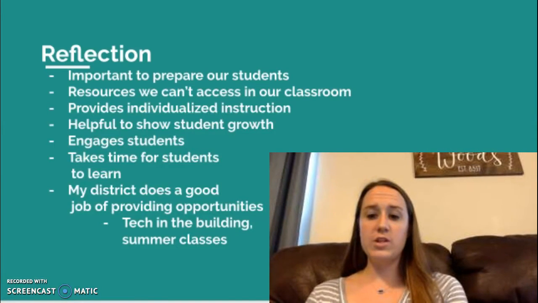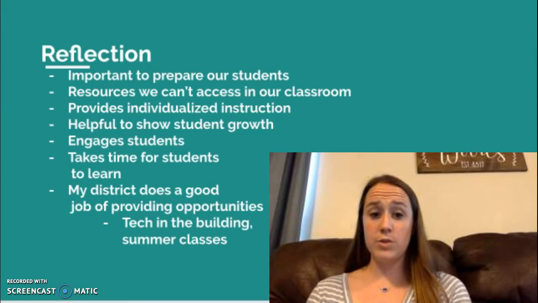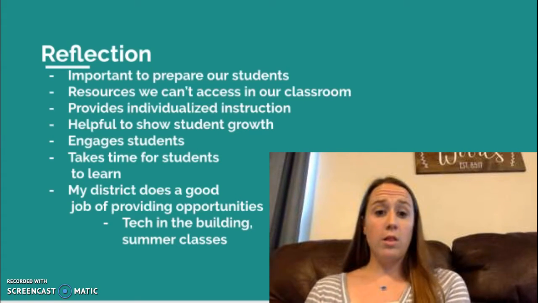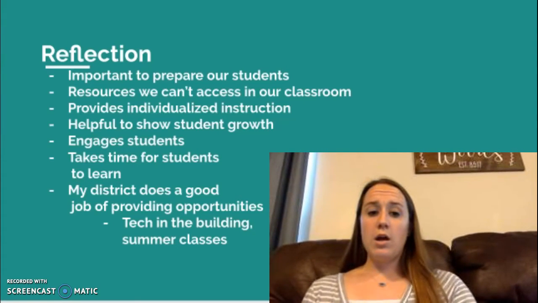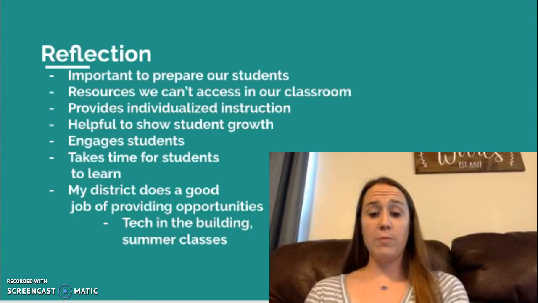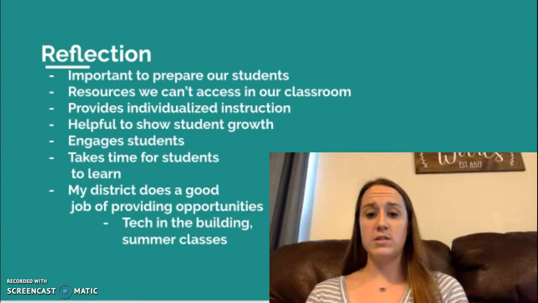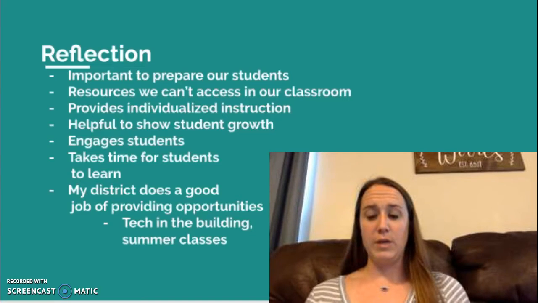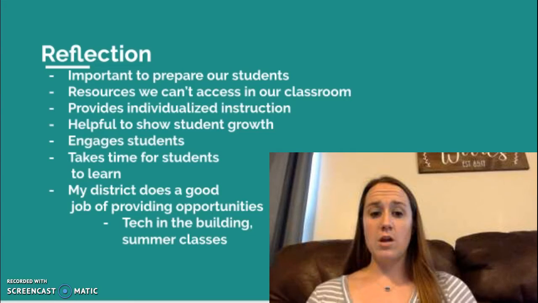I think that technology is very important to prepare our students for the future. It allows resources to be accessed in the classroom that normally wouldn't be, maybe due to funding or location. Technology provides individualized instruction for students, which can be very beneficial due to large class sizes or varying levels of student understanding. Technology can be very useful to show student growth and the progress that they make, and it is easily communicated between teachers or across schools or districts.